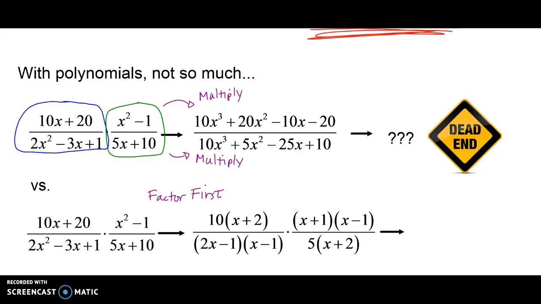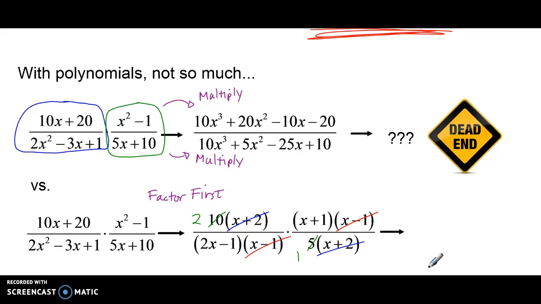Once you've got the thing factored, as long as you realize you're allowed to cross-cancel, the canceling here is pretty easy. X plus 2 will cancel x plus 2. X minus 1 will cancel x minus 1. And don't forget number cancellation. It's not just polynomial cancellation. You've got a 10 and you've got a 5. Yeah, you can cancel the 10 and the 5 just like back in elementary school. You're going to get a 2 and a 1.